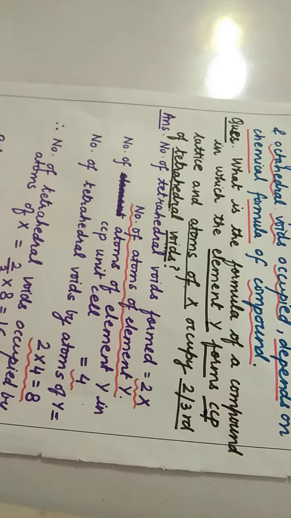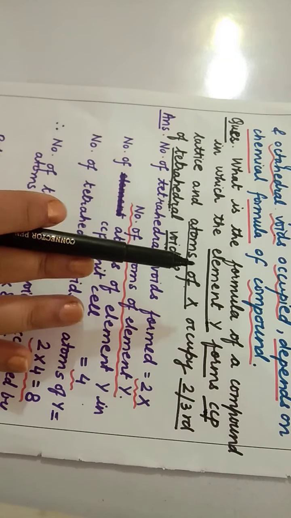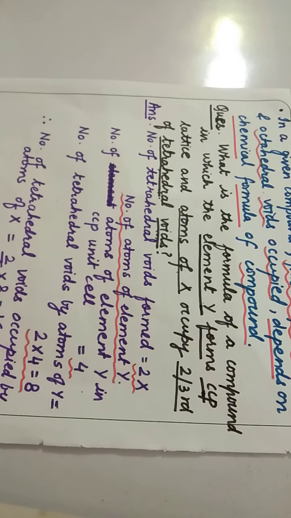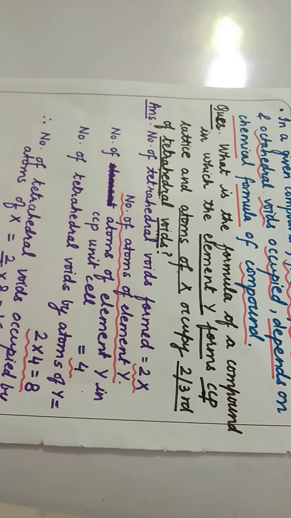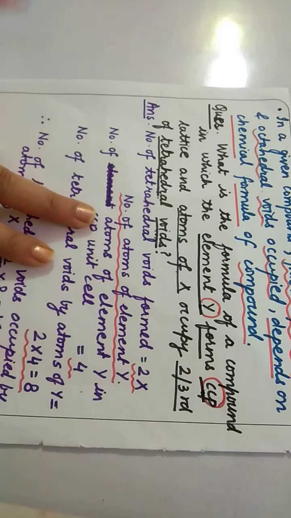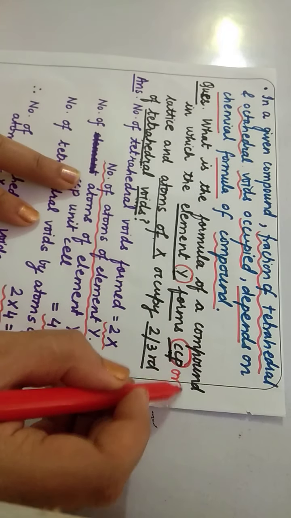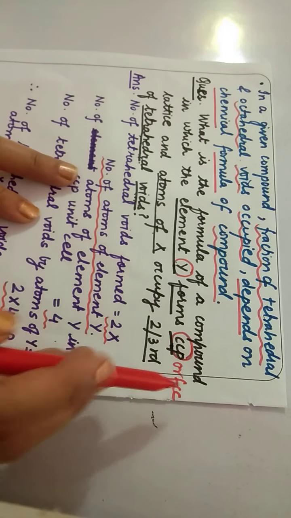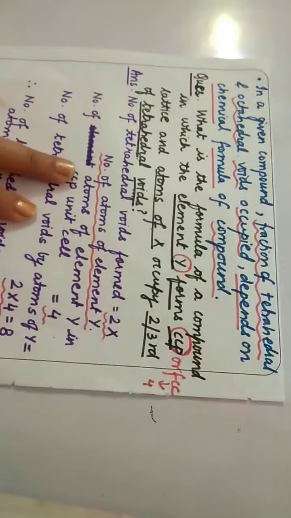Now I'll discuss one very important question for your board exams. What is the formula of a compound? In this, what is asked is the formula of a compound. You need to find it out. Now, what is the data given? The element Y forms CCP, or you can say FCC. You know the number of atoms in FCC? The number of atoms in FCC is 4.